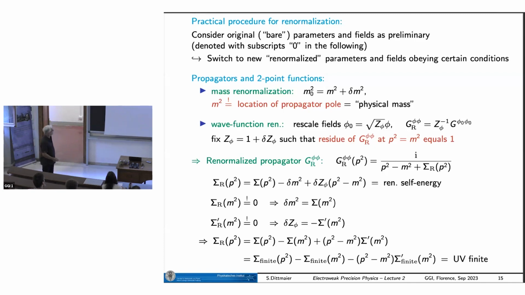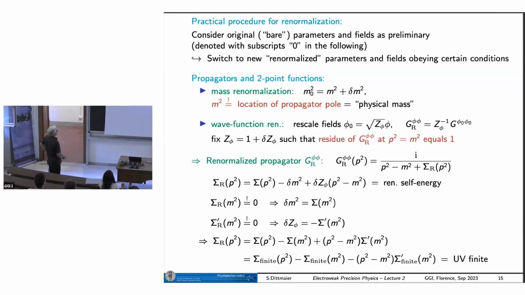And this means that all the parameters we had up to now, and even the field normalization, were kind of preliminary. And the official terminology for preliminary is bare. These are bare in the sense of undressed parameters. There are no corrections yet in. And in order to make clear what these preliminary bare parameters are, they all get a subscript 0 in the following, and we will replace them by something that is not preliminary anymore.